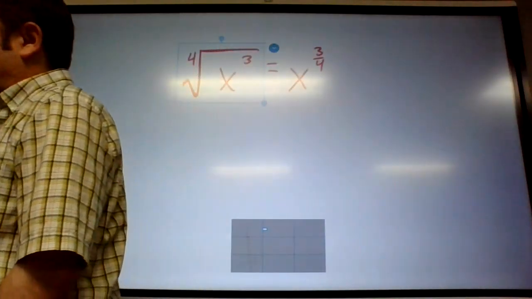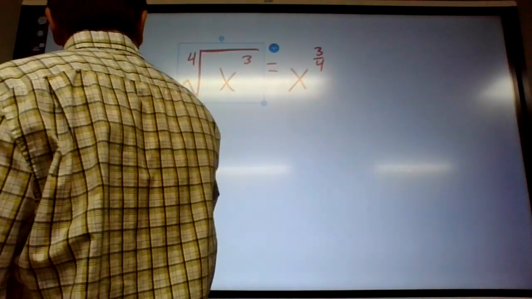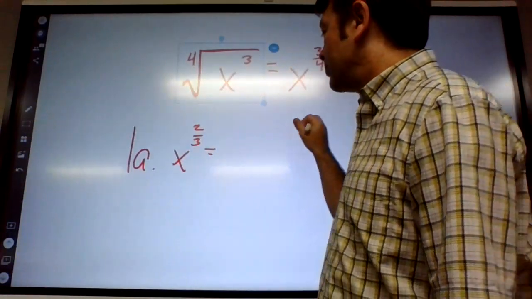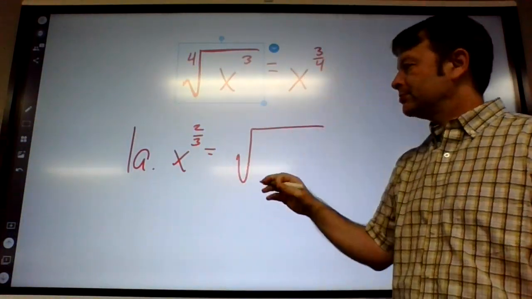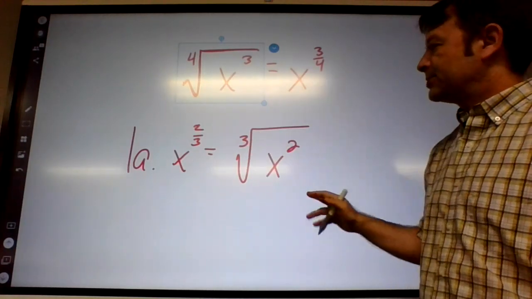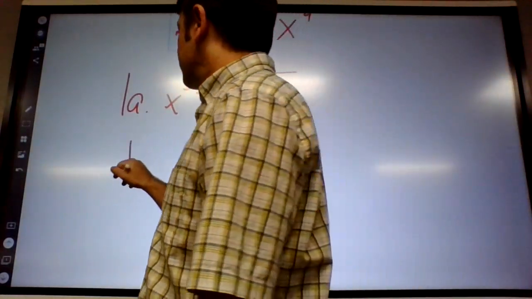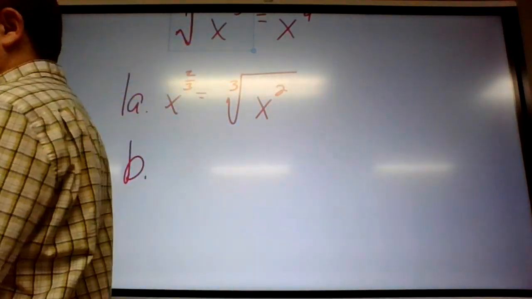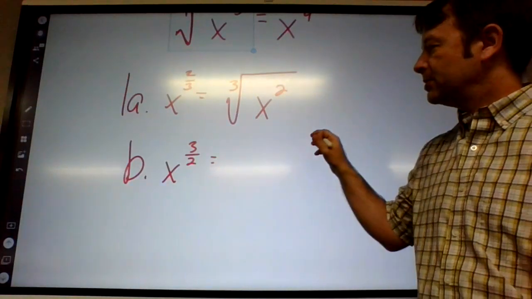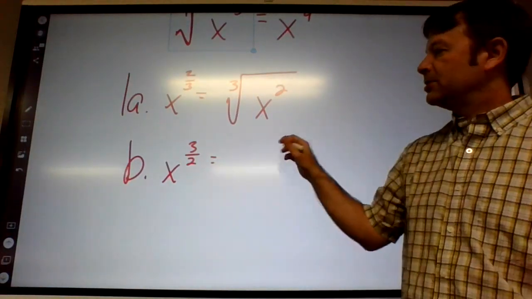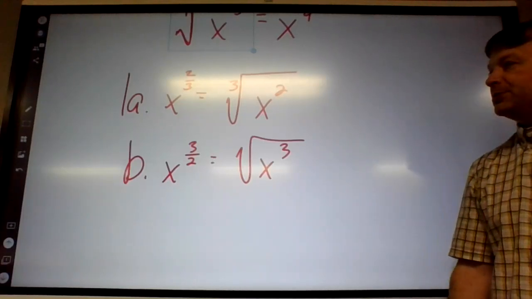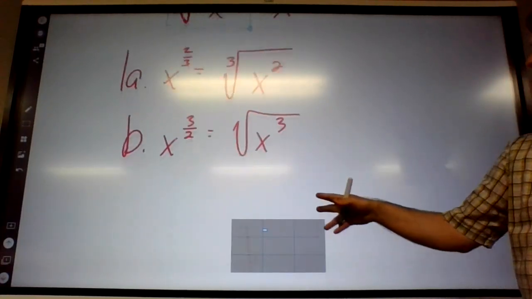Okay, so on number 1a, we have x to the 2/3. What would that be in radical form? The cube root of x squared. And then they flipped it around. What would that be? Square root x cubed. Okay, notice on square root I didn't put a little 2 out here. That is implied.